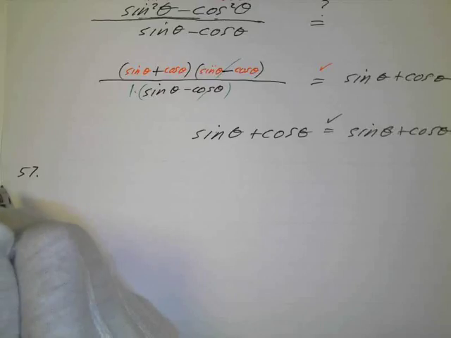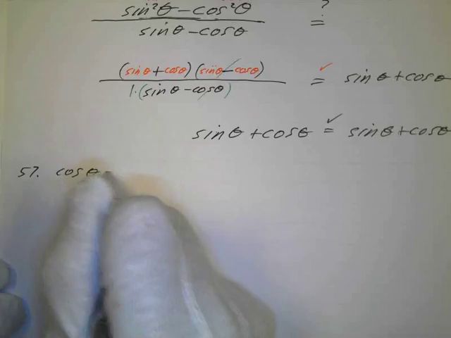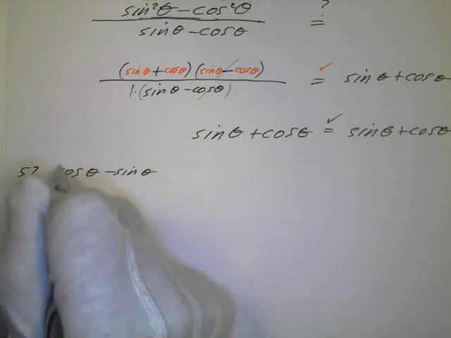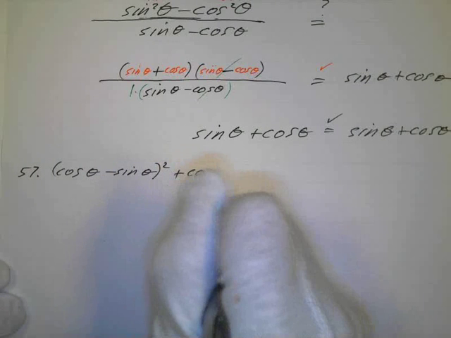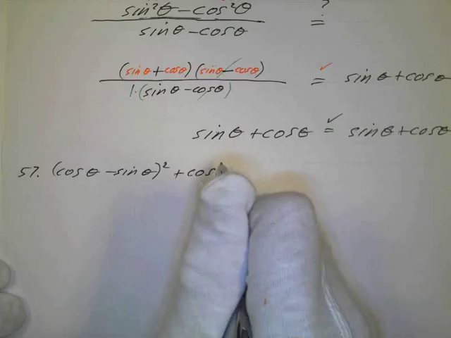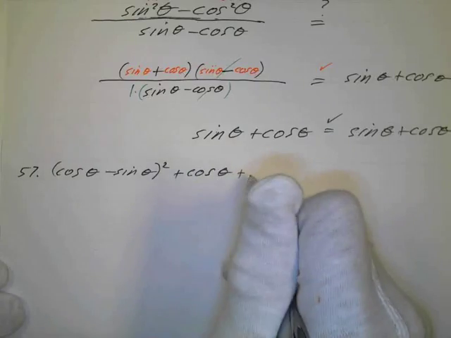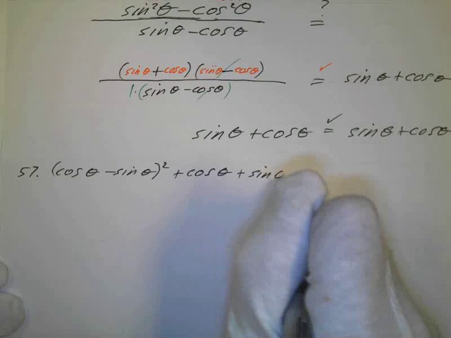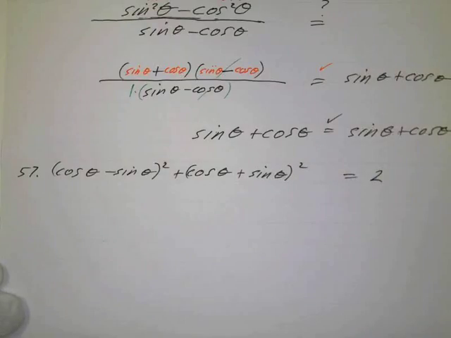And we want to show that the cosine of theta minus the sine of theta squared plus the cosine of theta plus the sine of theta squared equals 2. So I think I'm going to get a whole bunch of Pythagorean identities out of this, so let's take a look and see how this works. So we're going to square these things out.